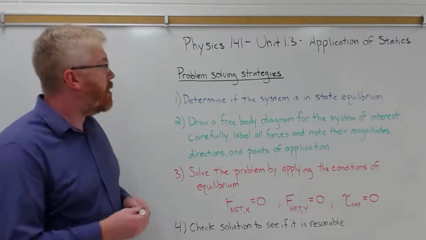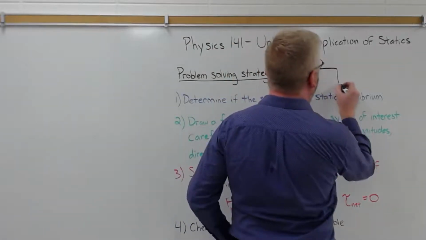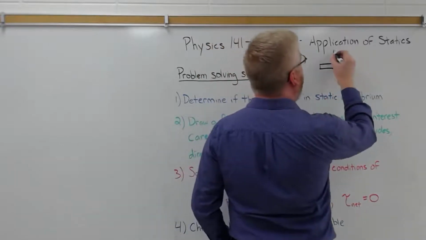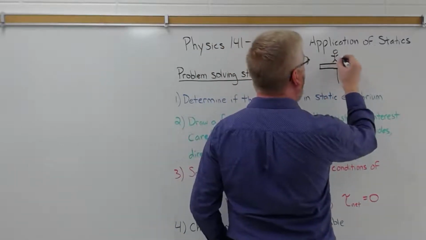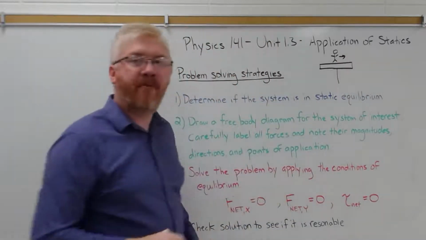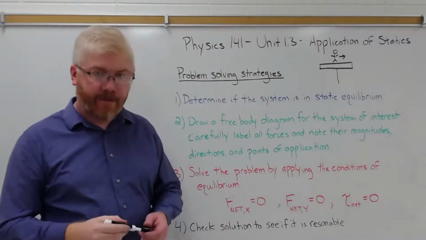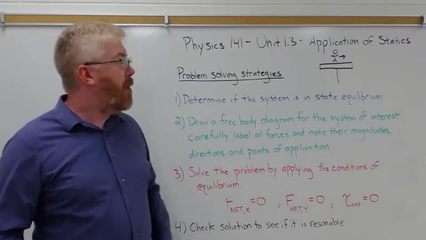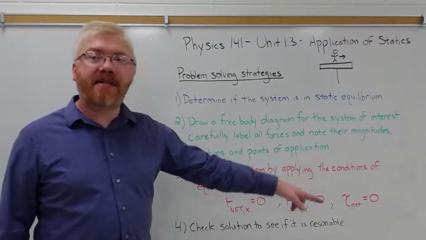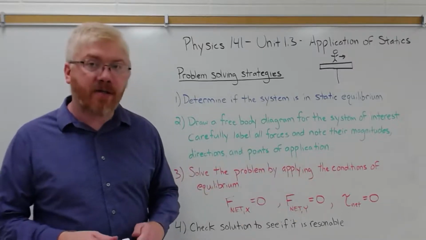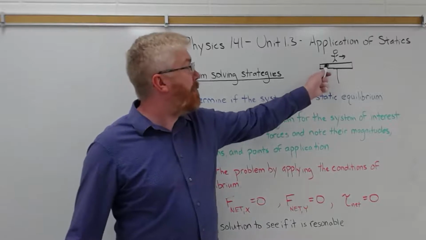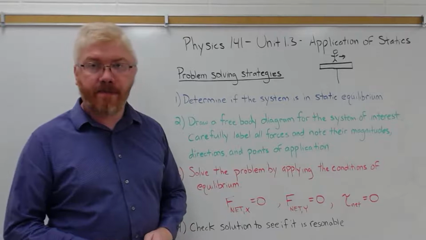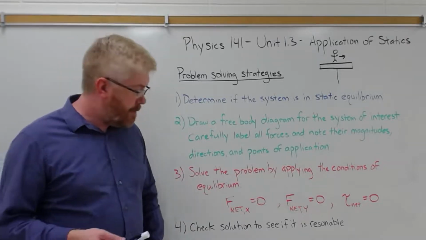For example, you could have a system where you have a board of some weight hanging off the edge of a cliff, and you might be asked, how far can a person walk out before that board tips over? There's no clear point of rotation here, but we can cheat. Torques have to be 0 regardless of the rotation axis you look at it. So you can actually pick a rotation axis that allows you to get rid of one of your unknown forces, which is kind of neat.